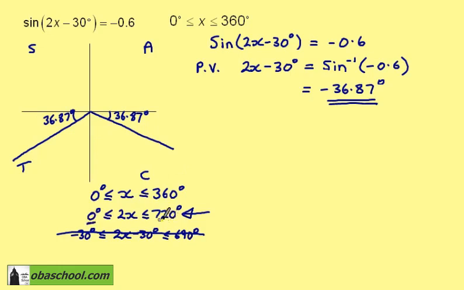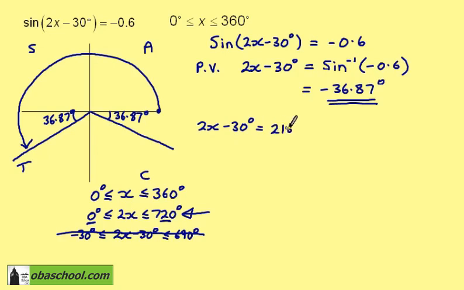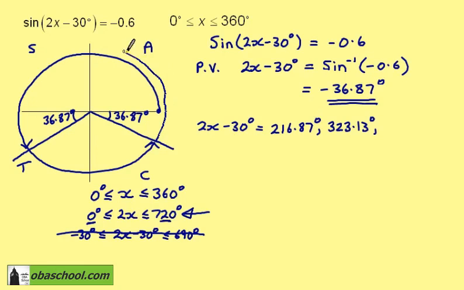So we look for solutions between 0 and 720. Starting at 0, we go round past 180 by 36.87 degrees. So 2x minus 30, first solution, will be 180 plus the 36.87, 216.87. The next solution is here, 36.87 before we get to 360, so 323.13 degrees. We go on through 360 and continue around until we meet the next solution.